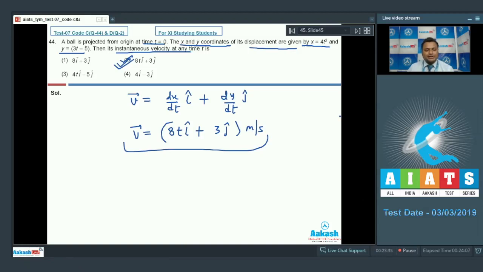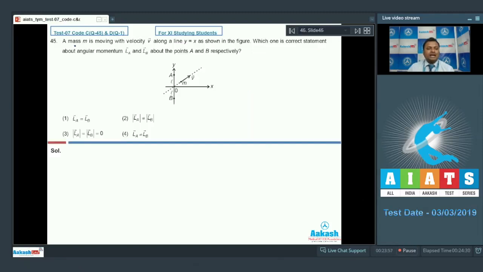Now let us proceed to the next question, that is question number 45. Here is question number 45. A mass m is moving with velocity v vector along the line y equals x as shown in the figure. Which one is the correct statement about angular momentum about A and about B respectively? Now we have to calculate the angular momentum about two points A and B, and then we have to compare them.